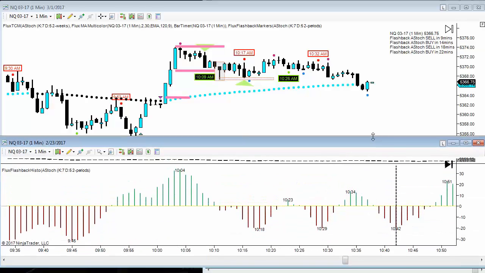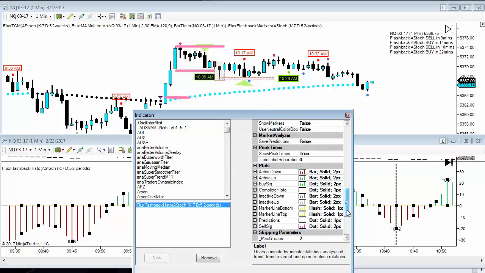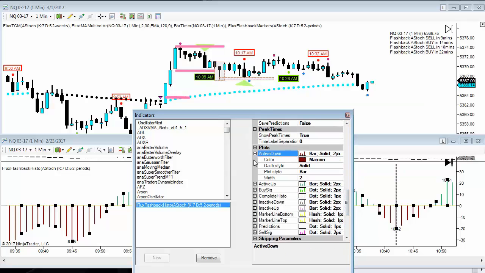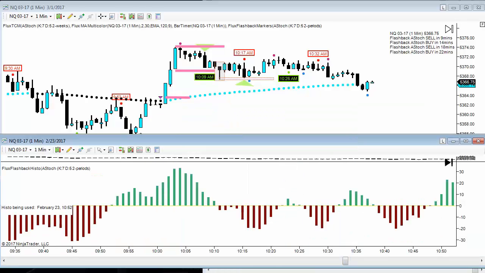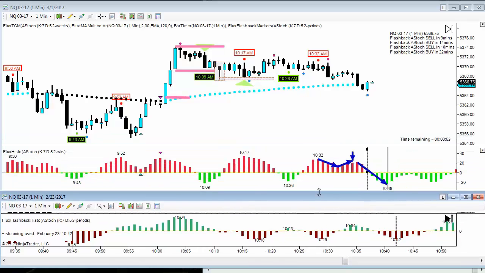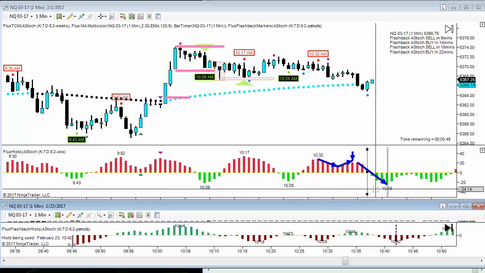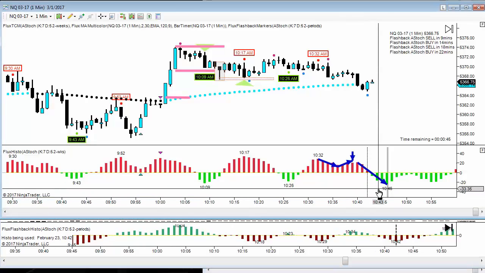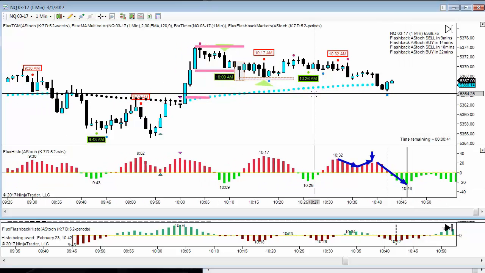So now there's the flashback histogram below. I'll come here and increase the size of the histograms so they show up better. So now we have the horizontal analysis below. We have the vertical analysis above. And all of the dots printing on the same chart.